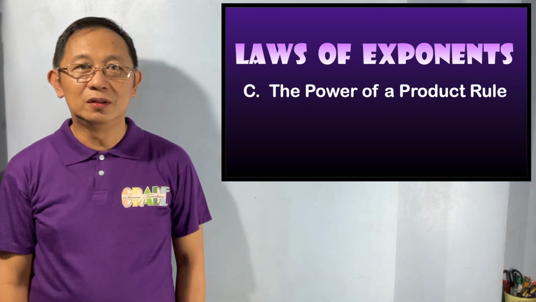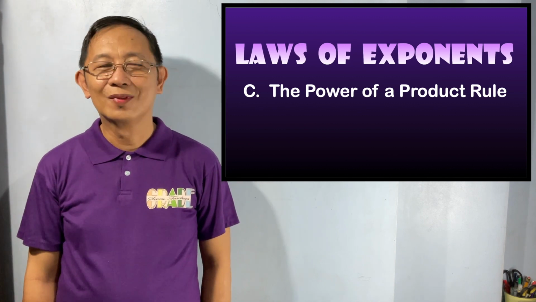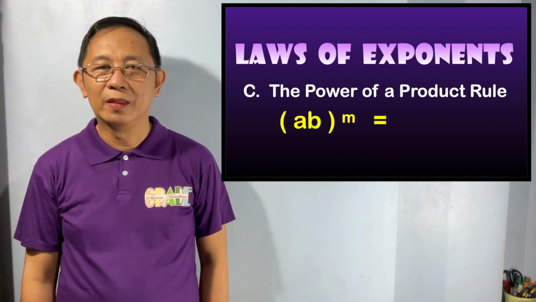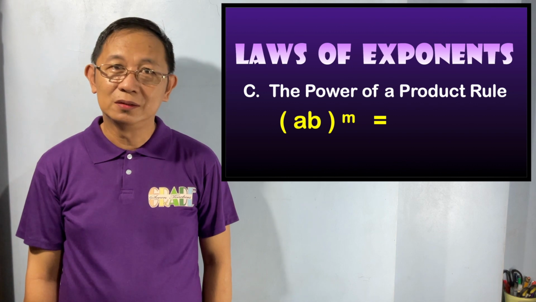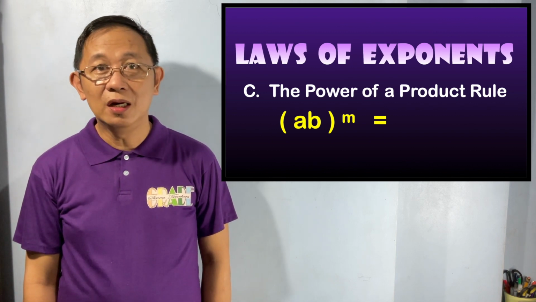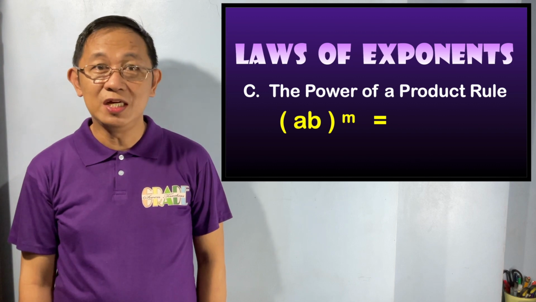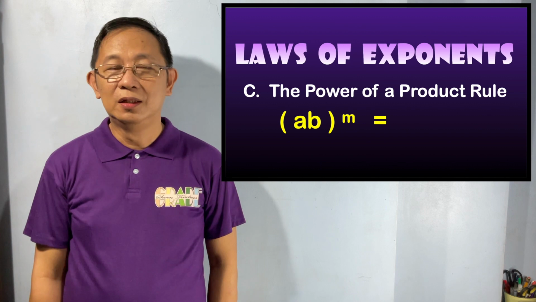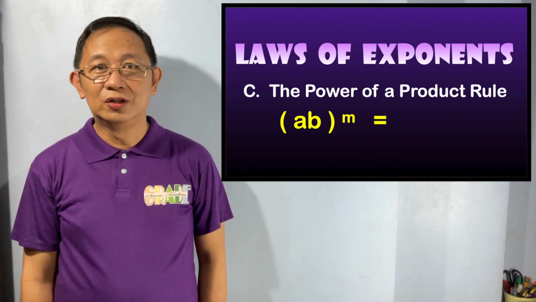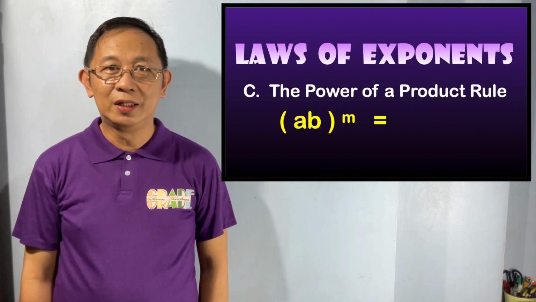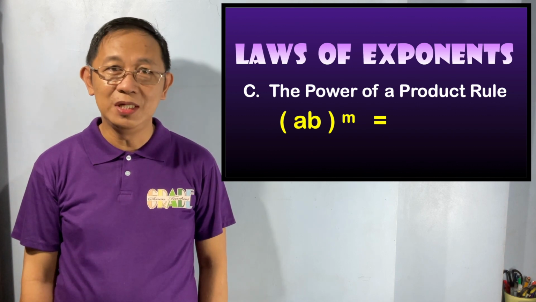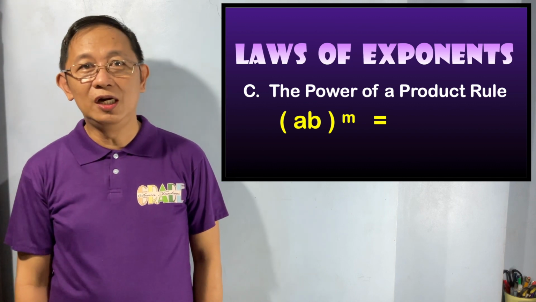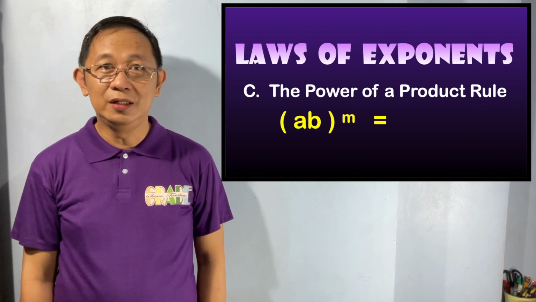So this is the model or the illustration. Quantity AB raised to the m power. AB is a product, no? So A and B are factors. So AB is a product. So meron siyang exponent na m. Kaya ang title ng law na ito ay the power of a product rule. So product yung AB, may power siya m. I-distribute lang natin or i-share lang natin si m sa A and B.